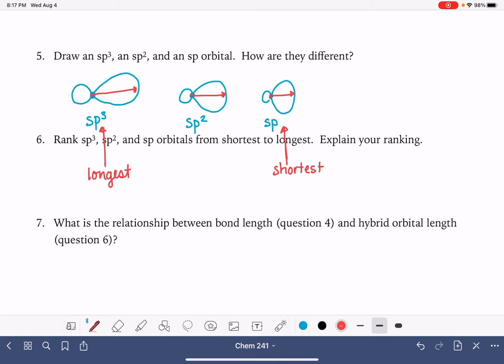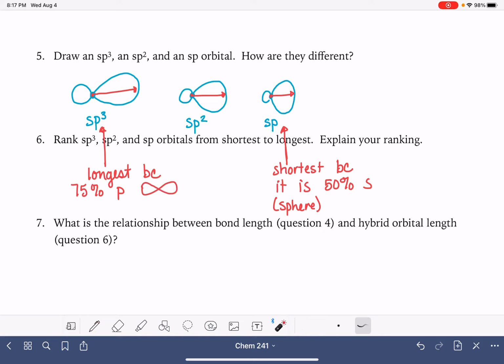And our explanation for that is because the shortest, the sp orbital, is 50% s. And the s orbital is just a sphere. It's a round little sphere. The longer orbital is long because it is 75% p, which is that long figure 8 shape. Right?